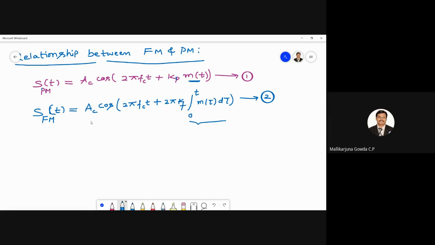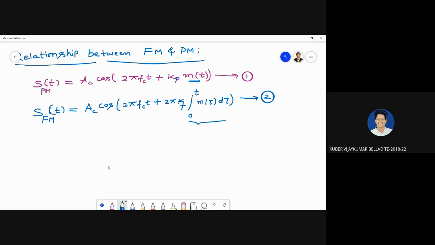You should write it and then you will be able to understand. Replacing m of t in equation 1 by the integral from 0 to t of m of tau into d tau, can I say the phase modulated signal changes into a frequency modulated signal? Leave this term, it is a constant term only, Kp and 2 pi Kf. You have to substitute and see, then only you will understand. I said replace m of t in equation 1 by the integral 0 to t m of tau into d tau. That changes the phase modulated signal into a frequency modulated signal. Keeping this constant in mind, you can replace Kp by 2 pi Kf. Yes or no?